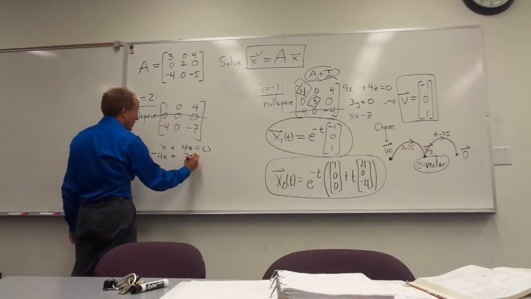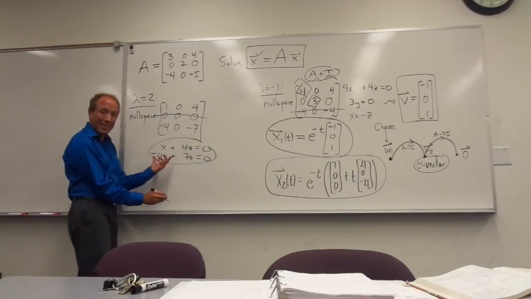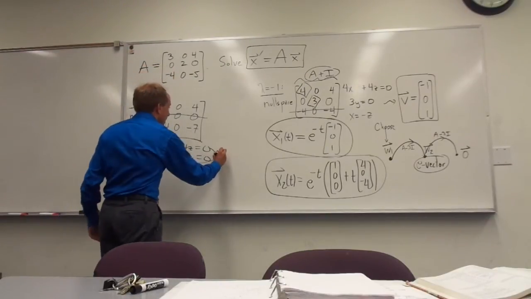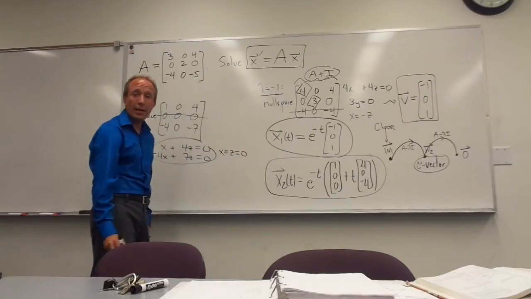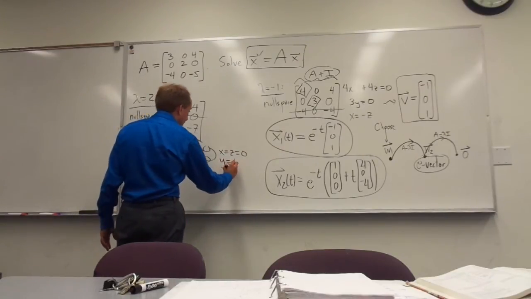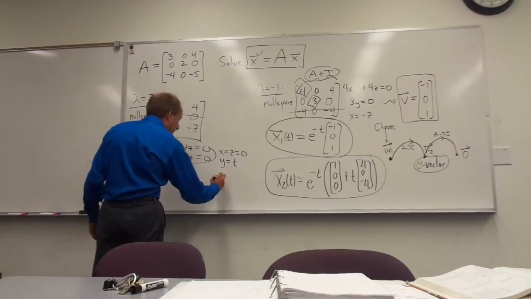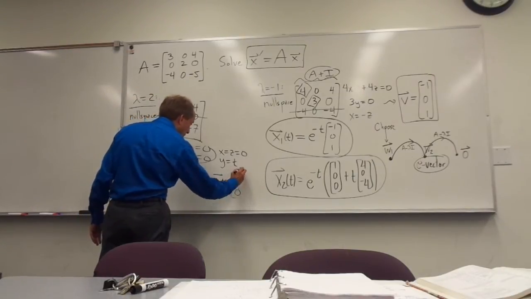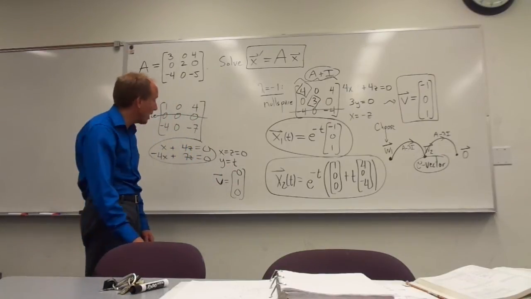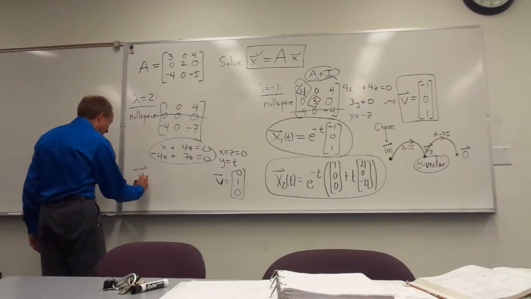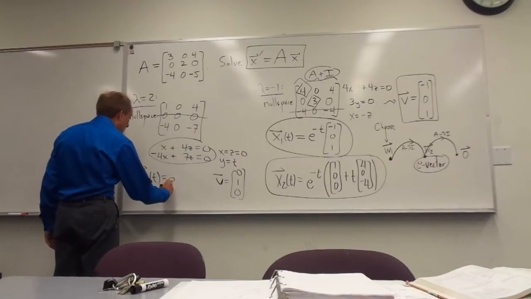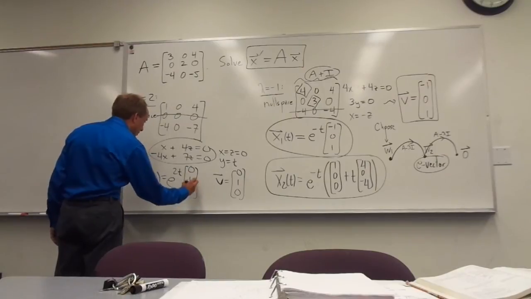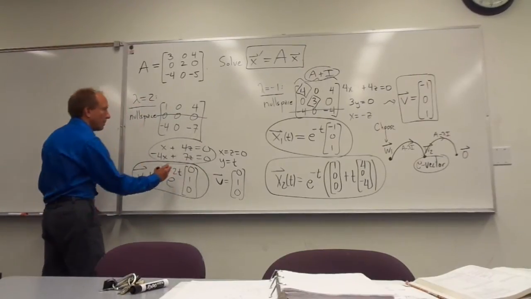So the x and the z, if you take this little system, I won't do the EROs, but you could very quickly do them. x and z have to be 0, right? But y is free, so it could be t. So my vector v in this case would just be 0, 1, 0 after I bust out that t, right? Okay, so my third solution would be e to the 2t times 0, 1, 0. So that is it, okay?